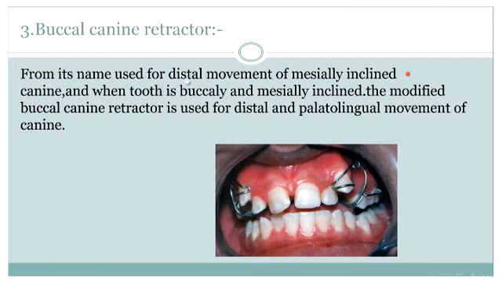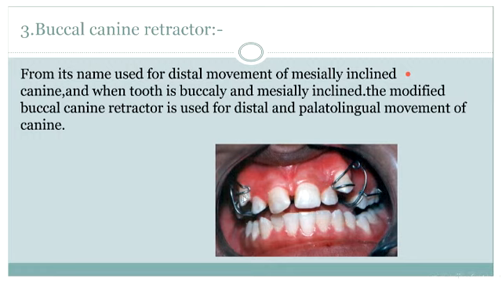From its name, it is used for distal movement. It is usually contraindicated with a distally inclined canine, and when the tooth is buccally and medially inclined. The modified buccal canine retractor is used for distal and palatolingual movement. We have two forces: distally, and we can push the canine palatally to keep it within the line of the arch.